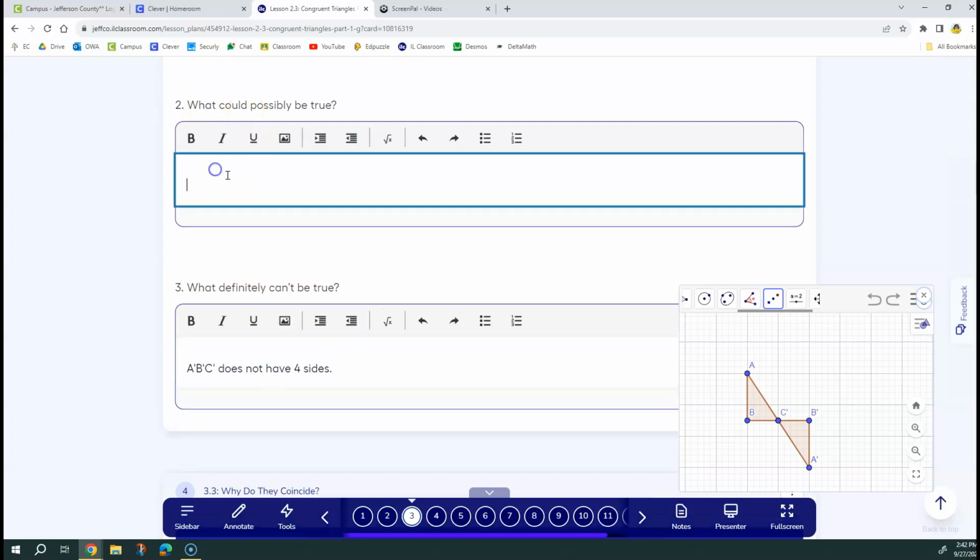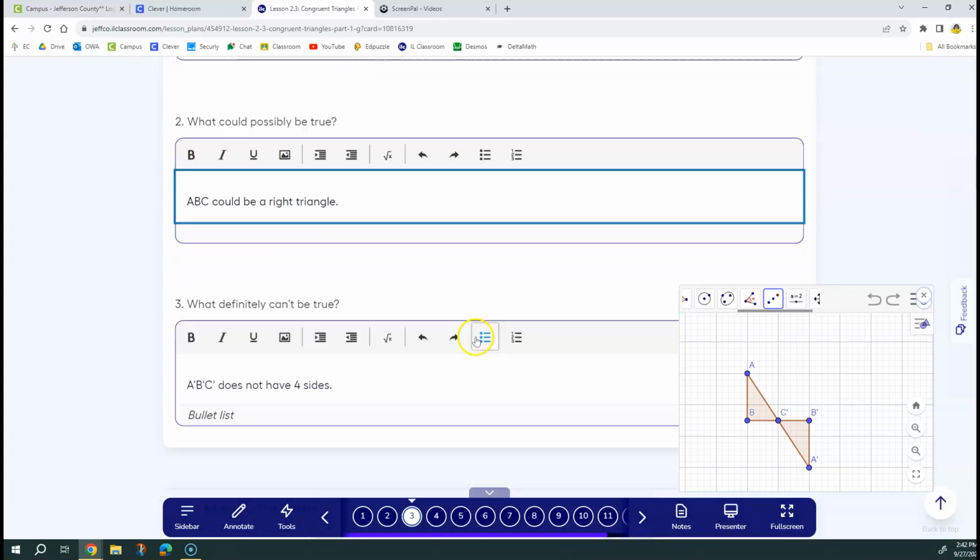What could possibly be true? I drew this triangle, but I just chose this. That doesn't necessarily mean that the triangle they're talking about is a right triangle. So we can say triangle ABC could be a right triangle. Maybe it is, maybe it isn't. We don't know. It's just triangle ABC.